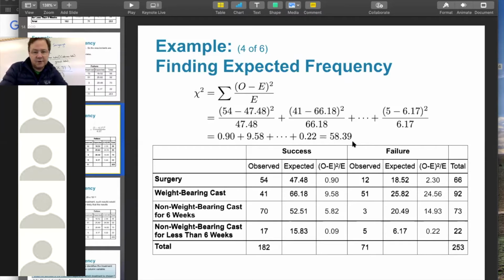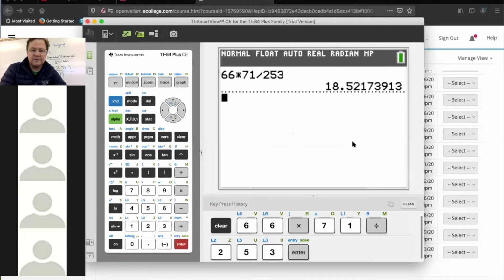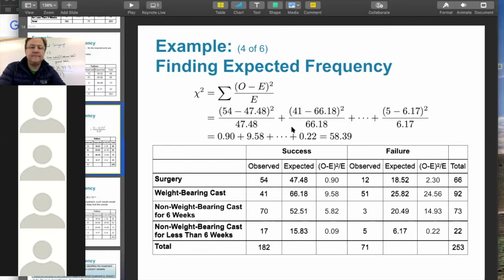There might be some exercises where they ask you to do that by hand. So that would be what? Open parenthesis, I would say, 54 minus what? 47.48?